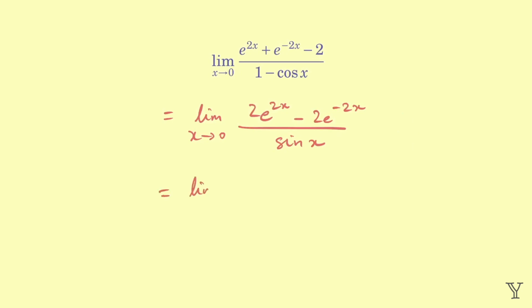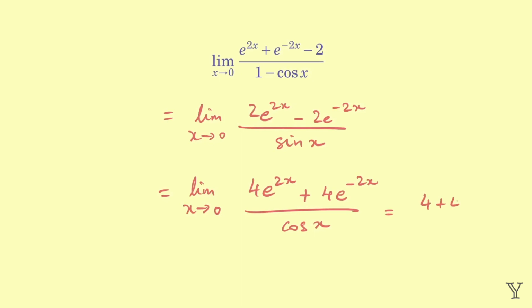Alright, let's once more differentiate the numerator and denominator of the new expression. Differentiating the numerator, we get 4e^(2x) plus 4e^(-2x). Differentiating the denominator, we get cos x. Looks like we finally have an expression with a finite value at the limit point. Let's evaluate it. At x equal to 0, the numerator takes on the value 4 plus 4, and the denominator takes on the value 1. Hence, the value of this limit is equal to 8. L'Hopital's rule tells us that this is therefore also the value of the original limit.